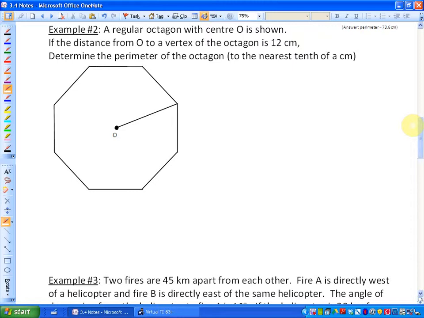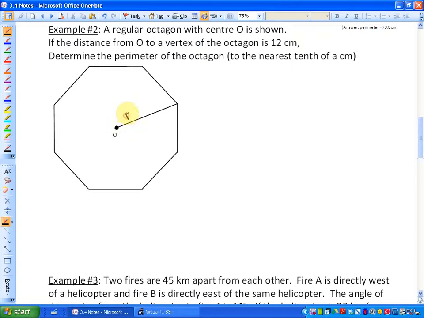Example number 2 says this: a regular octagon with center O is shown. If the distance from O to a vertex of the octagon is 12 centimeters, determine the perimeter of the octagon to the nearest tenth of a centimeter. At any point in time where you feel like you might be able to do this, you may want to pause the video and play it later to see if you're doing it correctly or if there's a different method to get to the correct answer. And there's many methods to get to the correct answer, which is kind of useful.